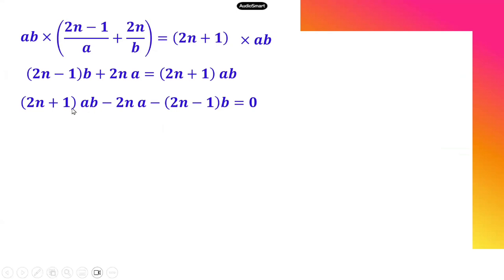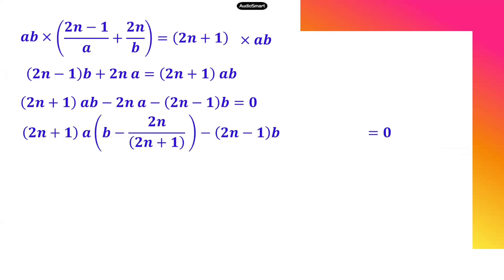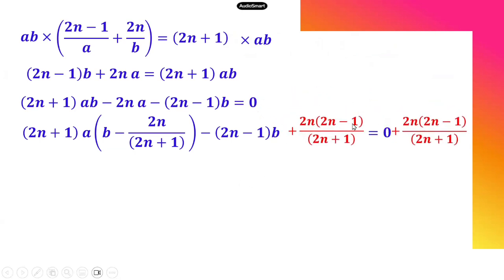Now from there we'll take out (n plus 1)a from these two terms, and then you will get b minus 2n over (n plus 1), and here minus (2n minus 1) times b. We want a similar kind of factor like this, b minus 2n over (n plus 1). So we'll add and subtract some terms. We'll add related expressions on both sides: plus 2n(2n minus 1) over (n plus 1) equals 2n(2n minus 1) over (n plus 1). So we add this on both sides.